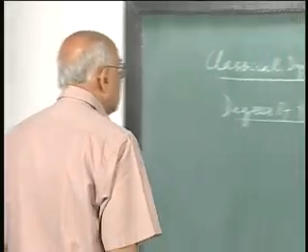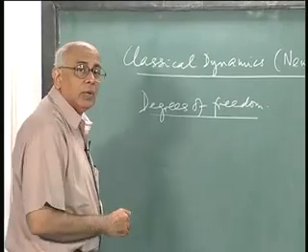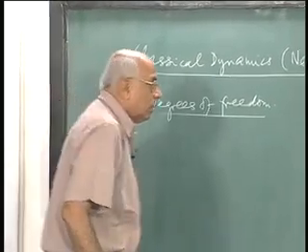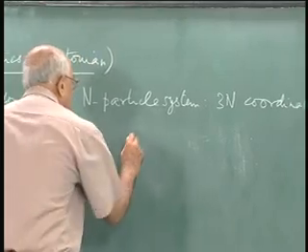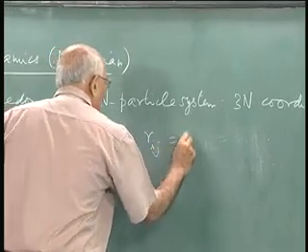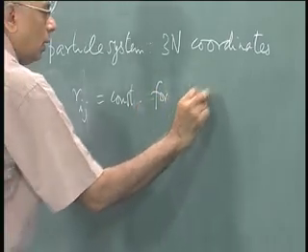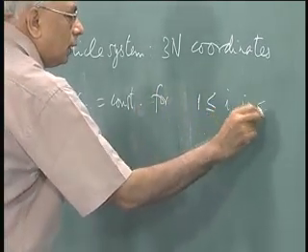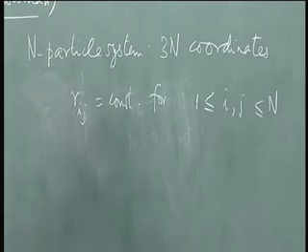So now what is the general story? I have n particles, 3n coordinates, and now I tell you that all the distances between particles are constant, r_ij equal to constant for 1 ≤ i, j ≤ n. How many independent degrees of freedom do we have now? How many constraints are there?